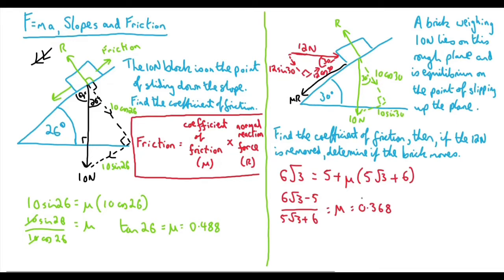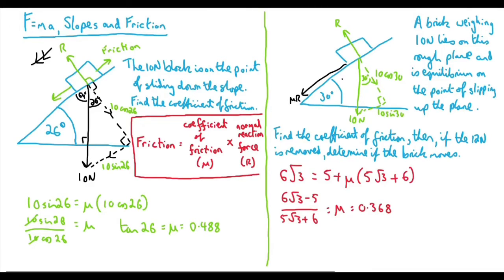Now that we know this coefficient of friction, we can move on to the second part where the 12 Newton force is removed. So, as with any mechanics question, when the situation changes, you want to rework out your model. You don't want to assume that anything is automatically the same. In this case, the components of the weight are going to stay the same because it's still a 10 Newton brick. However, your reaction force is now going to change because you don't have that component from the 12 coming into it. Now it's just going to equal the 10 cos 30.